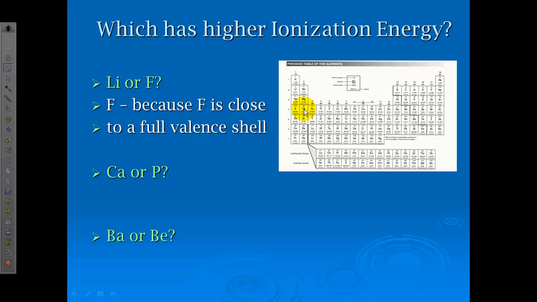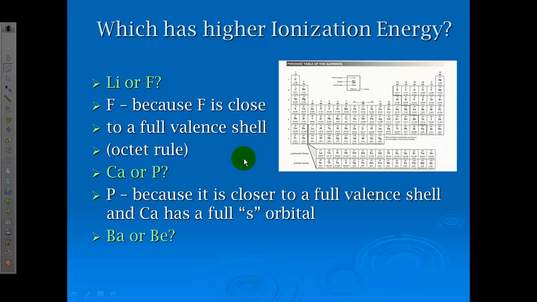Calcium is right here. Potassium is over here. Which one has higher ionization energy? Excuse me, phosphorus. Okay, phosphorus. It's much closer to having a full valence shell than calcium. Plus calcium has a full s orbital.